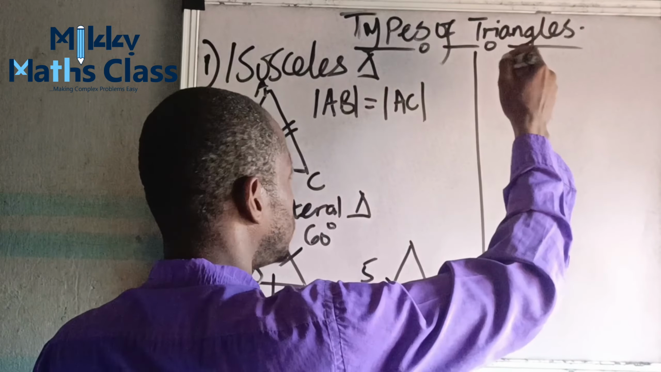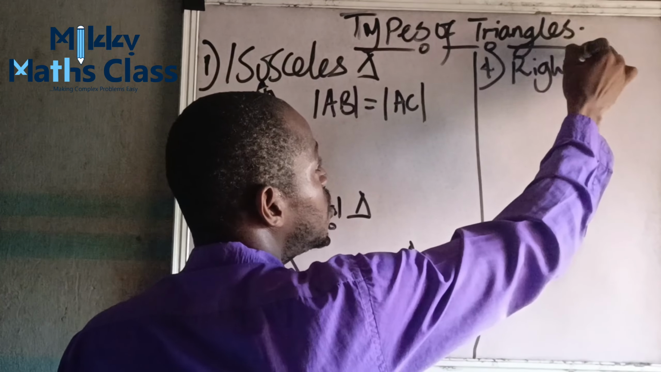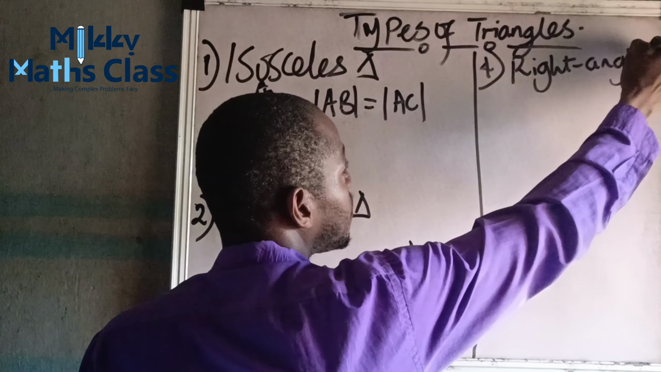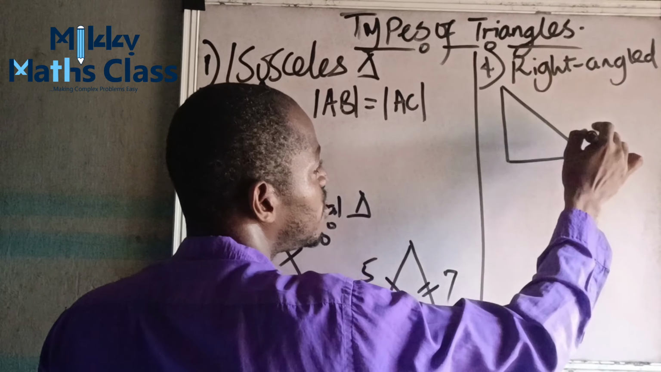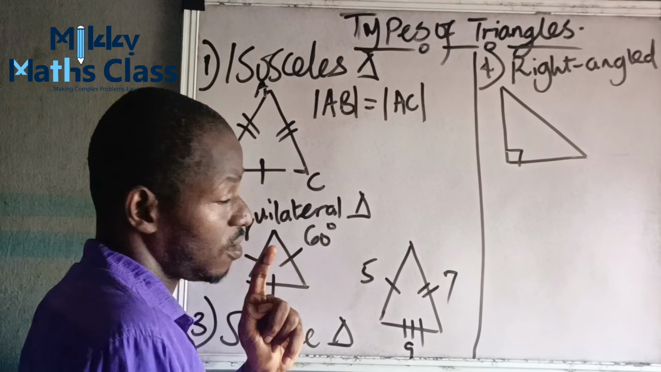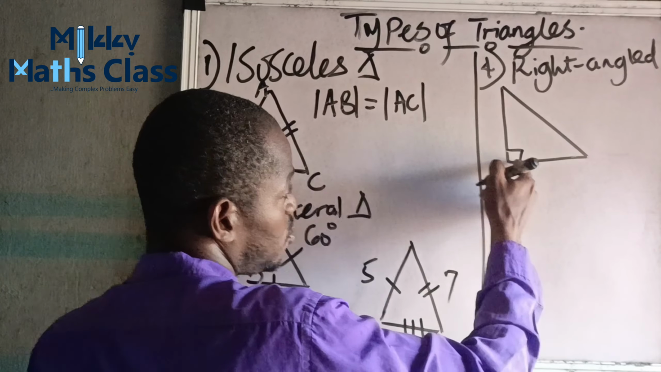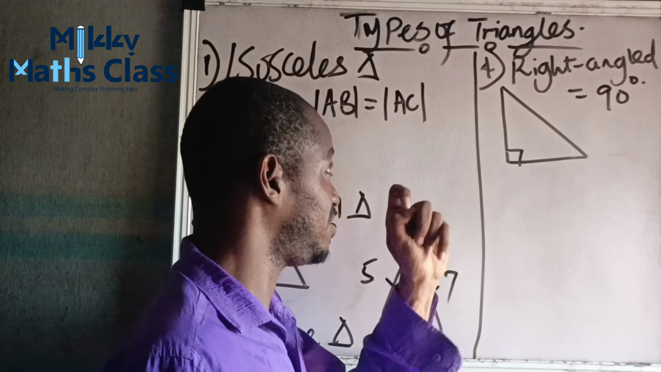Now the fourth one, you can have a right angle triangle. A right angle triangle is one in which one of the angles of the triangle is equal to 90 degrees, which is this place. It has one of its angles equal to 90 degrees.